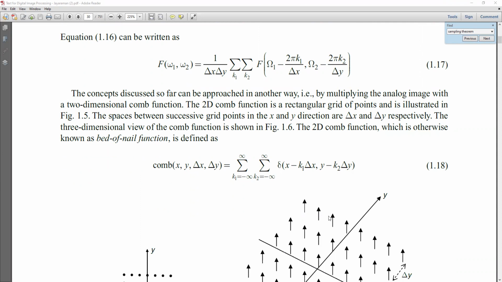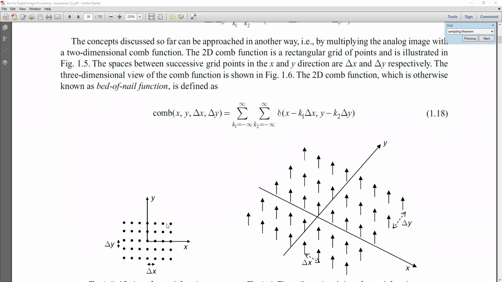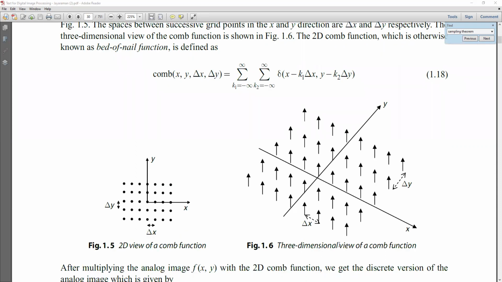So this is the two-dimensional comb function. All these are impulses, in the x direction and y direction. And this is the three-dimensional view of the comb function. You can see all the impulses over here. So this will be the equation for the two-dimensional comb function, that is comb of x, y.